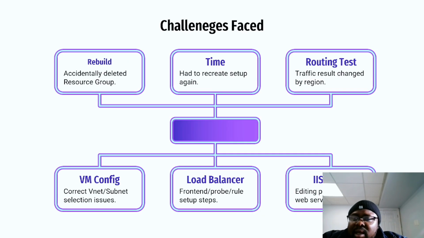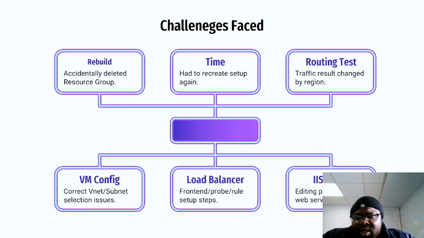Well, challenges first. Like I earlier explained, it was kind of difficult for me when I accidentally deleted my resource group, because I never wanted to waste my credit and all of that. Then timing. It was kind of a big issue initially when I started doing the whole project. It took me time. And the routing test was kind of a big problem too because it wasn't alternating, and I had to do some configurations back and forth before I could get everything right.